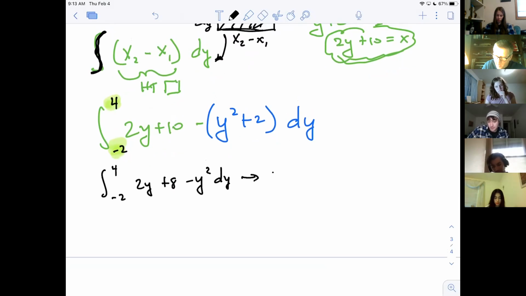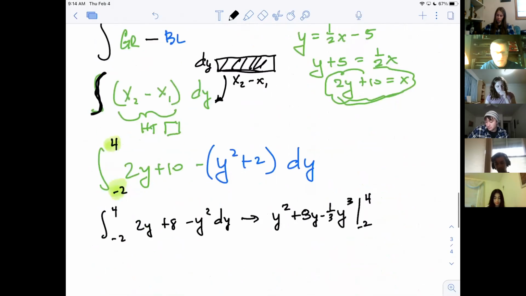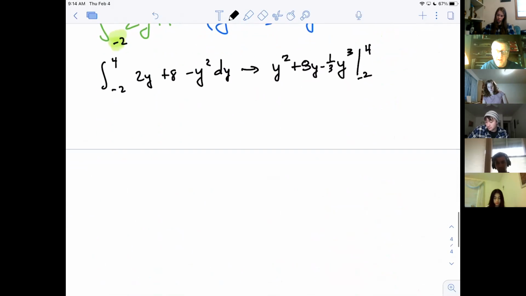The integral of 2y would be y squared. The integral of 8 would be 8y. The integral of y squared, add 1 to that y, so now it's cubed, and then divide by 3. Evaluate this at 4 and evaluate this at -2. What am I hoping the answer to this is? 36. Again, I'm not sure it is because I just did a lot of math. I mean, if I did everything right, it's 36 because there's two ways to do this.